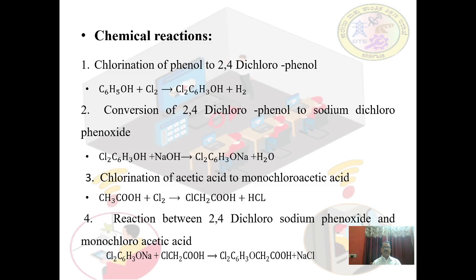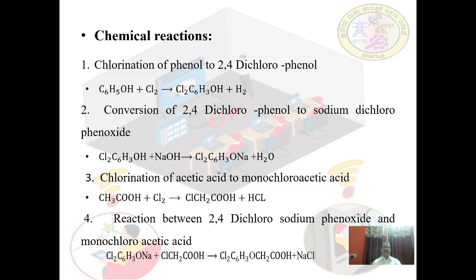Chemical reactions. Chlorination of phenol to 2,4-dichlorophenol, that is C6H5OH plus Cl2 gives Cl2C6H3OH plus hydrogen. The second step is conversion of 2,4-D, that is dichlorophenol, to sodium dichlorophenoxide.